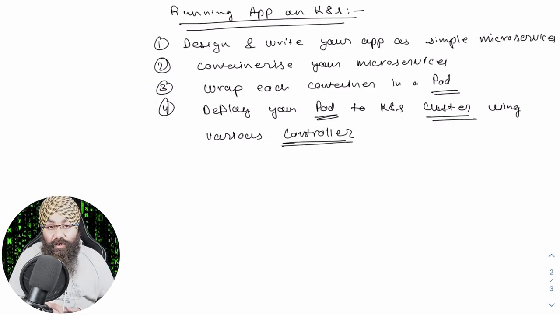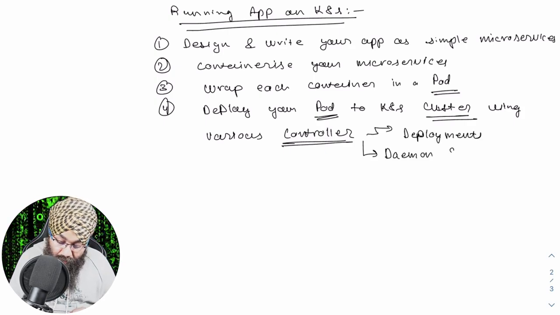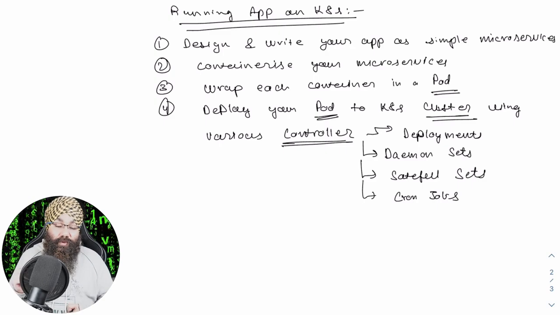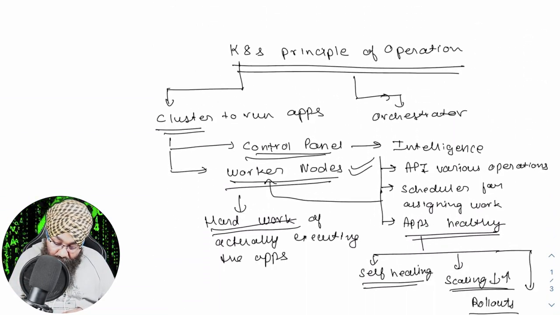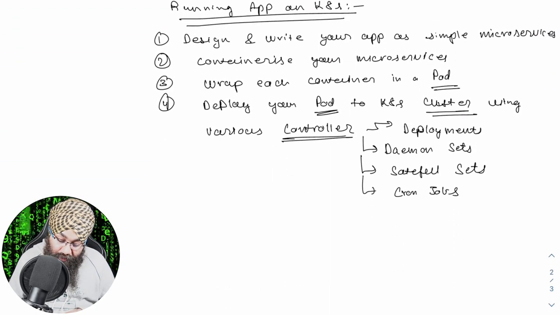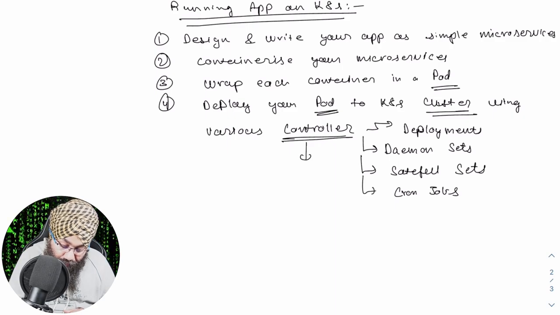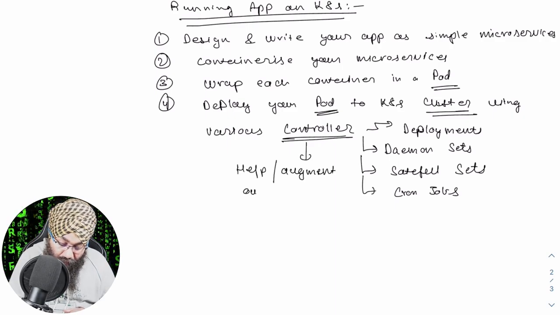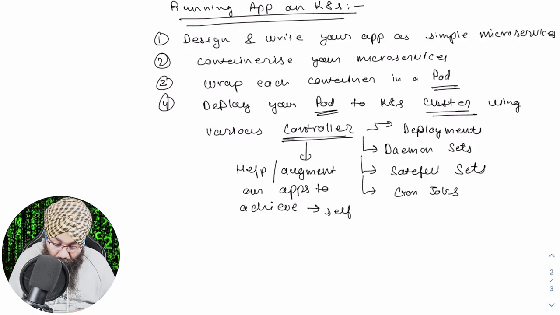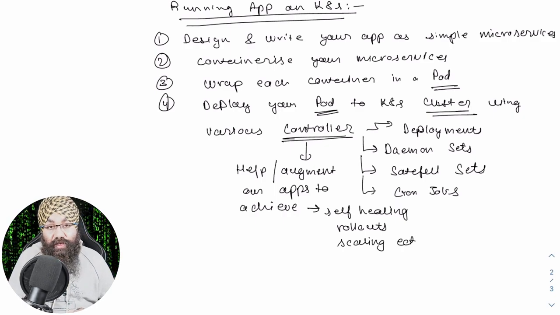In Kubernetes, we have various controllers to do different things. Generally speaking, some of the controllers are deployments, daemon sets, stateful sets, cron jobs, etc. There are many other controllers as well, but these are some of the main ones. The features we learned here, like self-healing, auto-scaling, rollouts, these controllers help our apps achieve them. They help, or in a way augment, our apps to achieve the various cloud native features we already talked about: self-healing, rollouts, scaling, etc.